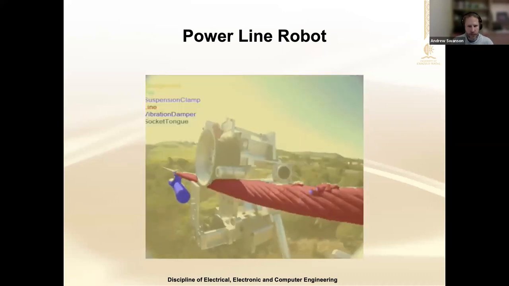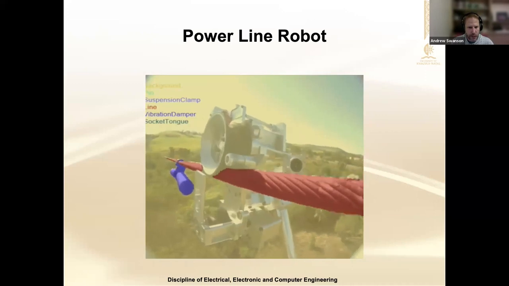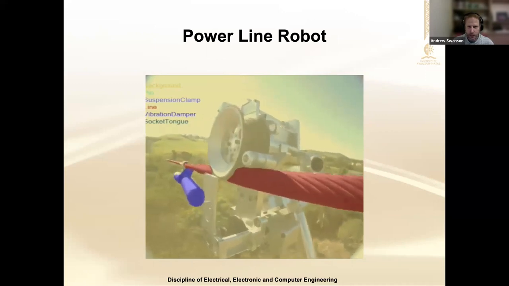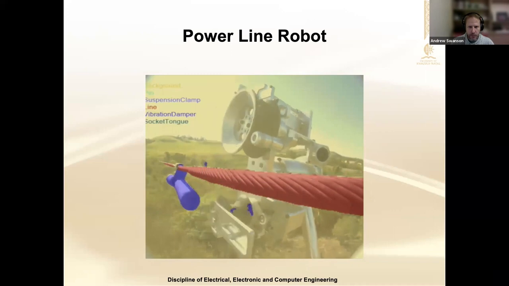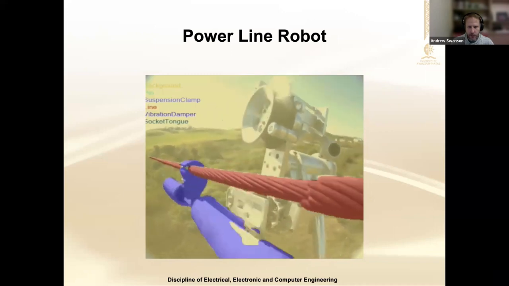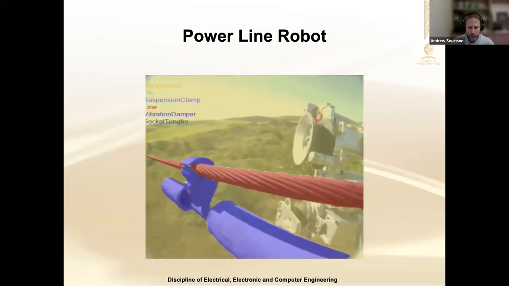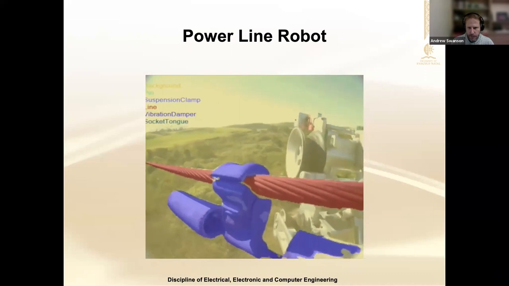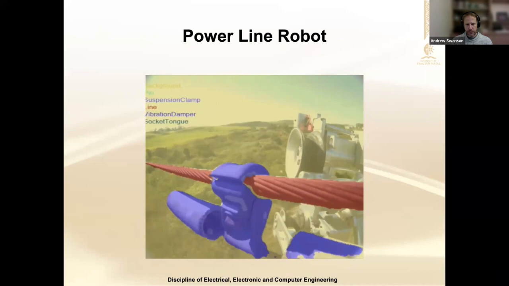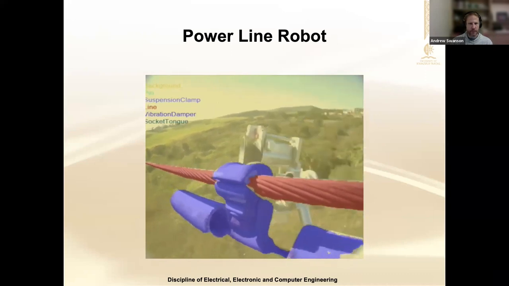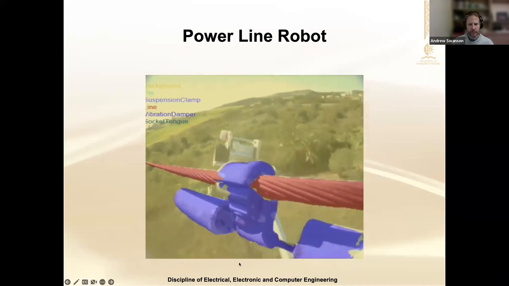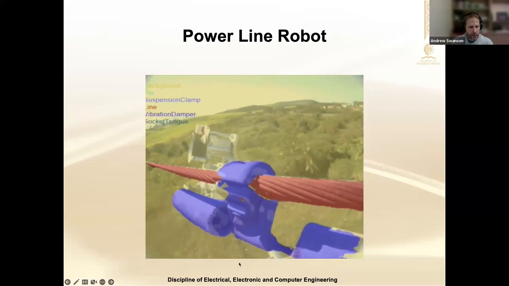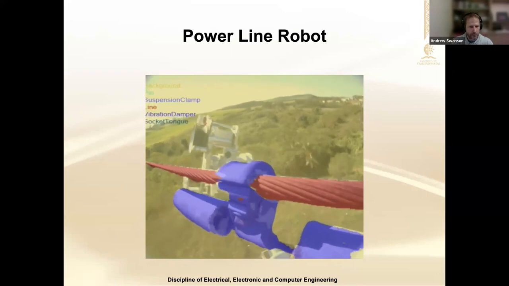So let's look here. I showed you this one earlier. This is part of the image recognition. What you can see in the red there is we've trained our computer to recognize the power line. And you can see in the blue, that's a different obstacle. It recognizes that obstacle. So if we can recognize it, we can teach the robot to then climb around it. And that's the video that we saw earlier of it climbing around.